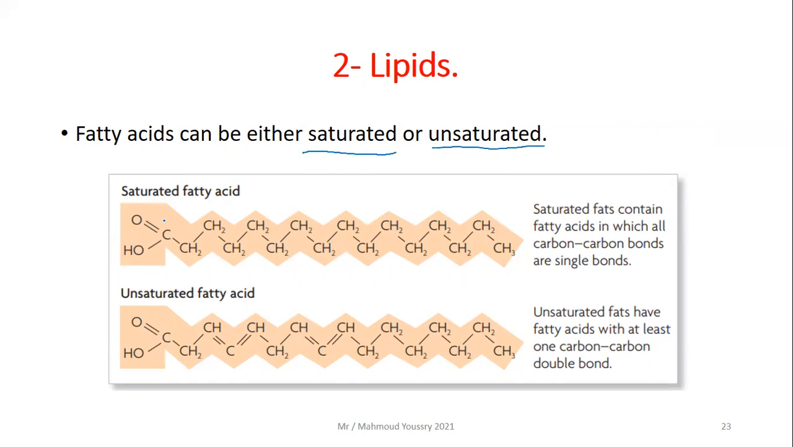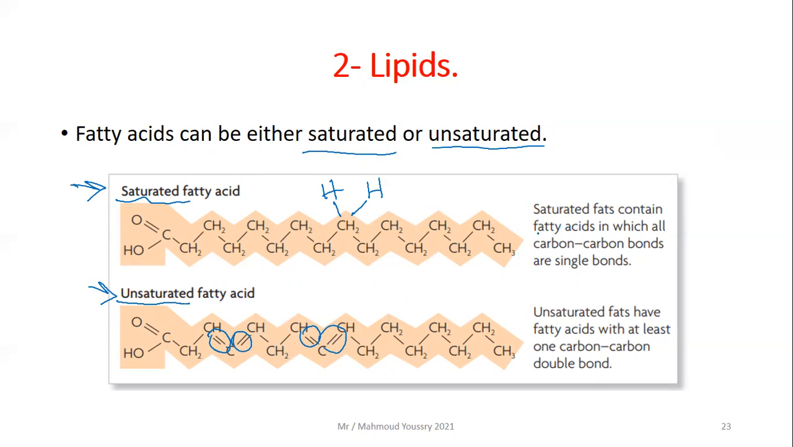What does this mean? Look at this figure right here. In the saturated fatty acid, can you see all the carbon-carbon bonds? They are single bonds. And every place that can bond to a hydrogen atom already has a hydrogen atom. This is the meaning of saturated fatty acid. What about unsaturated fatty acids? Look here. We have carbon-carbon double bonds. Some places have a carbon-carbon double bond, so this is not fully saturated with hydrogen atoms. This is the meaning of unsaturated fatty acids.